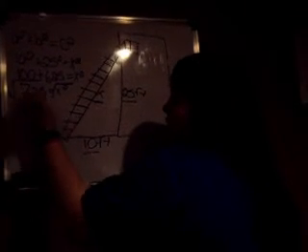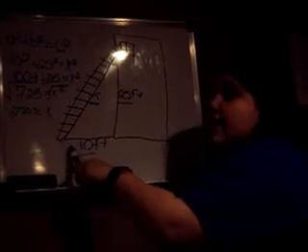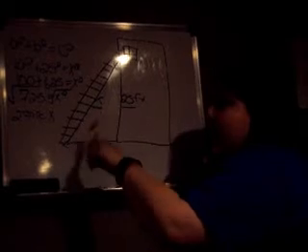And then you square root this number over here and you square root this number over here. So you get x equals about 27 feet. So the window washer is going to be needing a ladder that is about 27 feet.